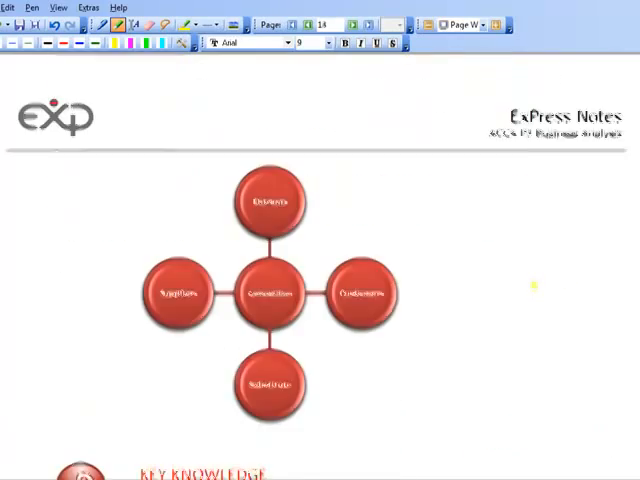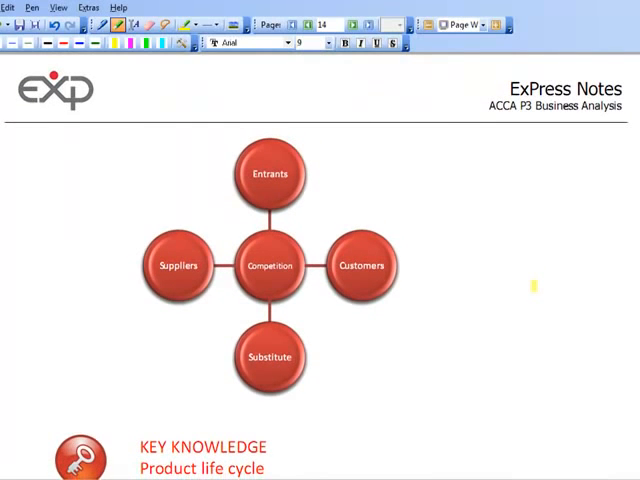Okay, if we look diagrammatically at this, and this isn't an official diagram, this is just to help you learn, so it doesn't have to be drawn like this in the exam. But when we analyze any organization and we look at the immediate environment, there are 5 forces. Which one of those forces is the most important in any particular situation? Well, that would depend on the exact situation.